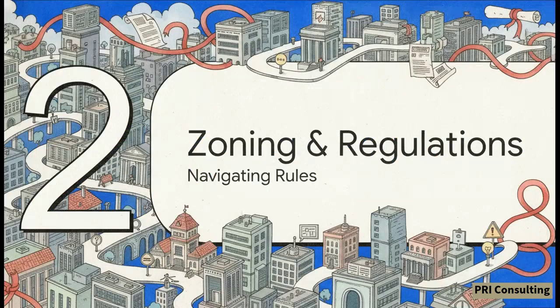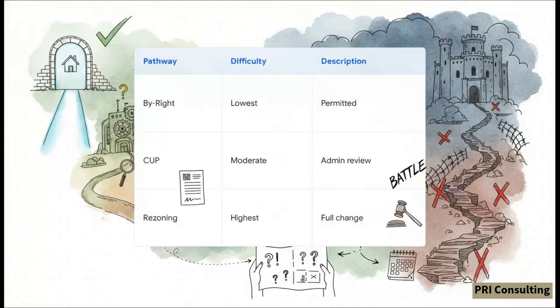Which brings us to Section 2, Zoning and Regulations. Time to navigate the local red tape. So, even if the math works out perfectly, you still have to deal with the local government. Analysts have to map the path of least resistance to legally put people in these units permanently. The holy grail is by right, meaning residential conversion is explicitly permitted, lowest resistance. Then you have moderate resistance, which requires a conditional use permit or a CUP.